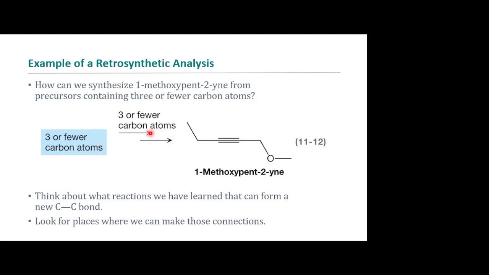So think about the reactions that we've learned that can form new carbon-carbon bonds. Is there a reaction that we could use to do this with 3 carbon or fewer atoms? Look for places where you can make those connections, functional groups that leap out and say, hey, I'm something that I could make from a reaction I know. Those products that you made before. Do you see those products in this? Does anything leap out and say, hey, I could be used? Anything at all?